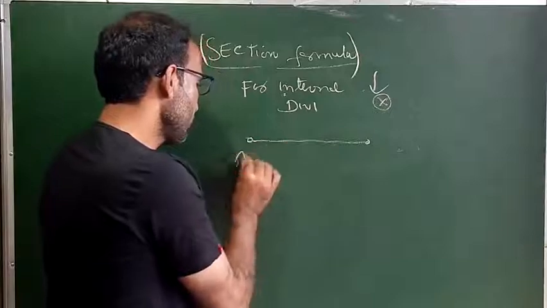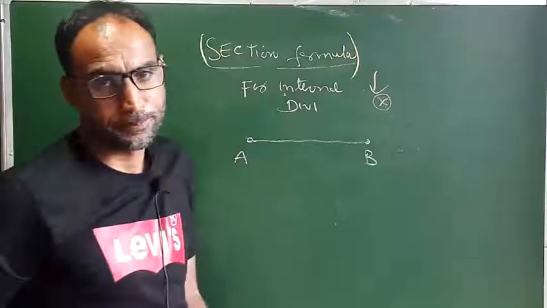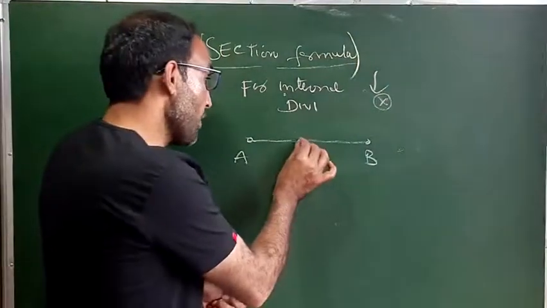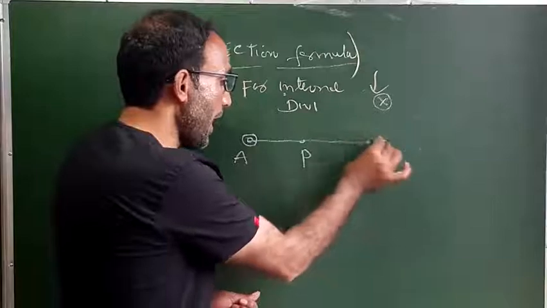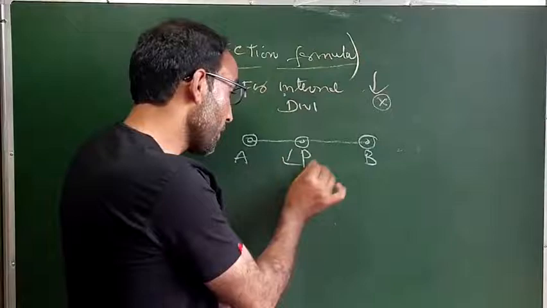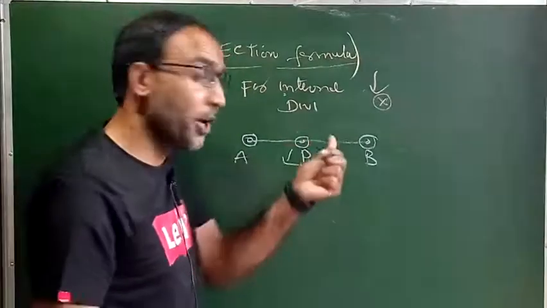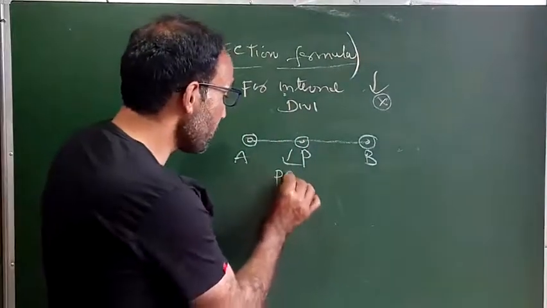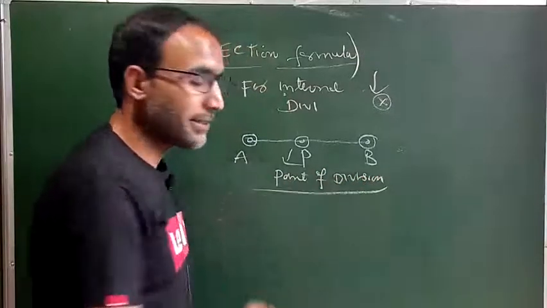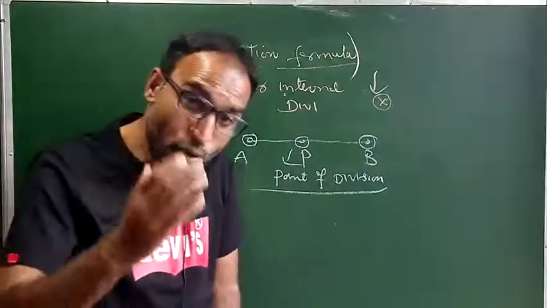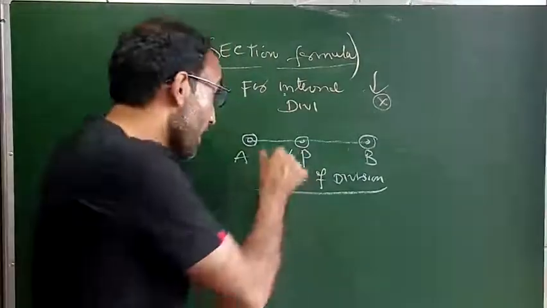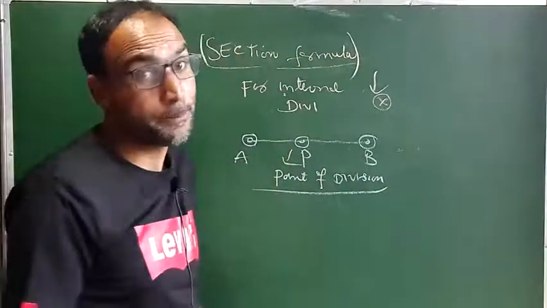If we take 2 points A and B, or if we take a line segment AB, we take a point P between A and B, then we can say that this point P, dear students, is known as point of division. Keep in mind, this is known as point of division. Why is this known as point of division? Because this point P divides this line segment AB.